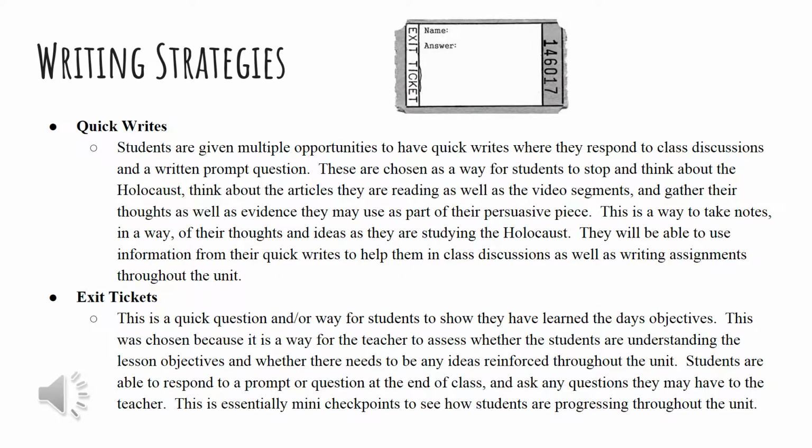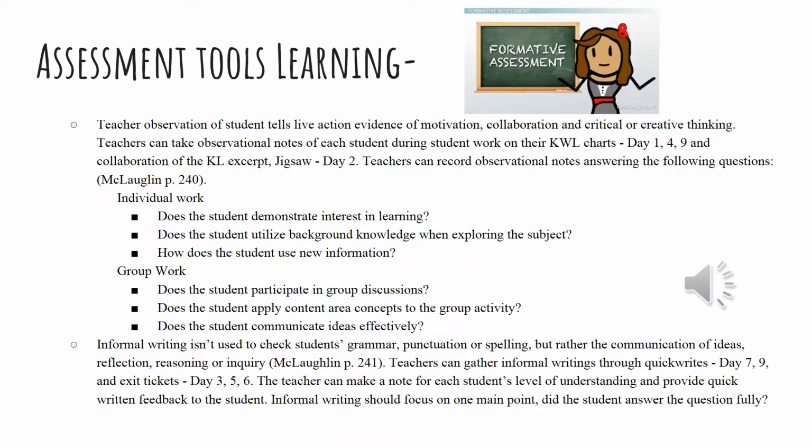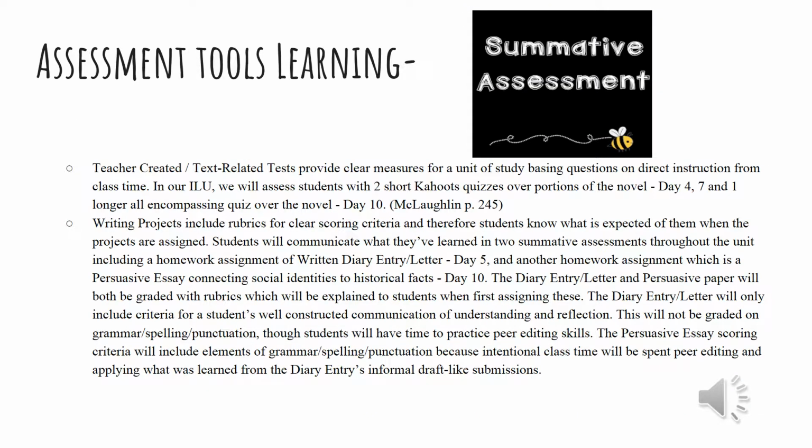Students will participate in several quick writes, as well as exit tickets as checkpoints for the teacher throughout the unit. For formative assessments, we observe students working on the KWL chart and completing the jigsaw activity. We check student writing through quick writes and exit tickets. For summative assessment, we have 2 short Kahoot quizzes over the novel and themes of the unit, and we also have 2 writing projects including a diary entry or letter and a persuasive essay, which are graded with a rubric.